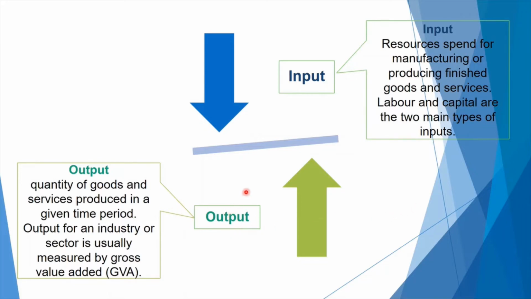Outputs are quantity of goods and services produced in a given time period. You have to notice here it is in a given time period. Output from an industry or sector is usually measured by gross value added, GVA.